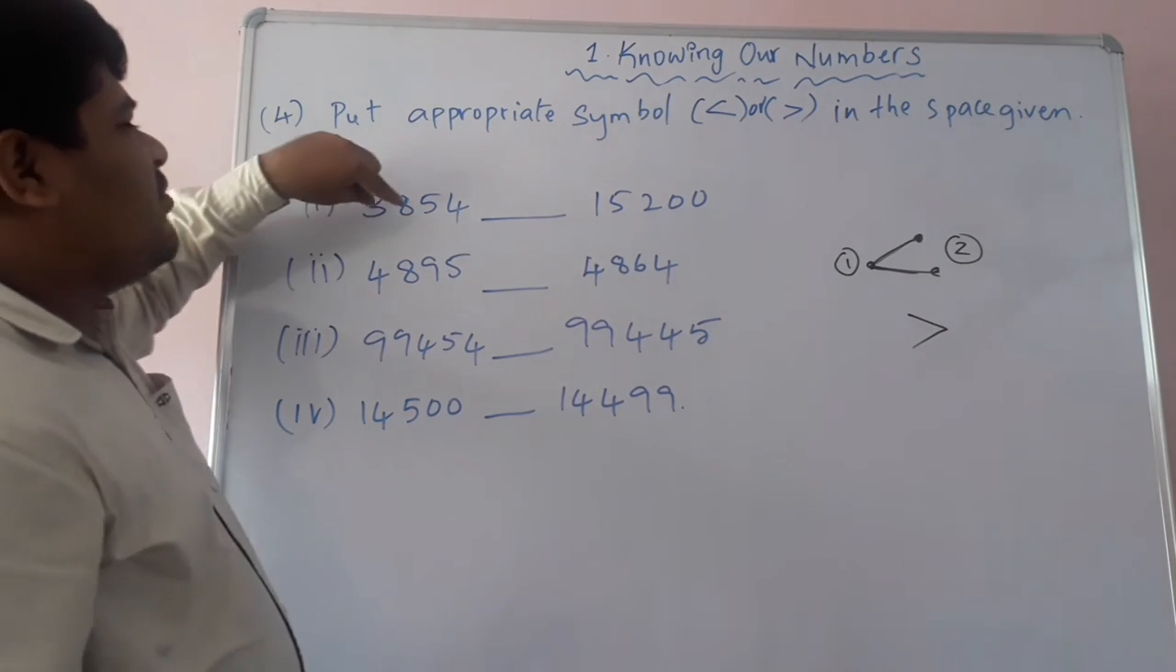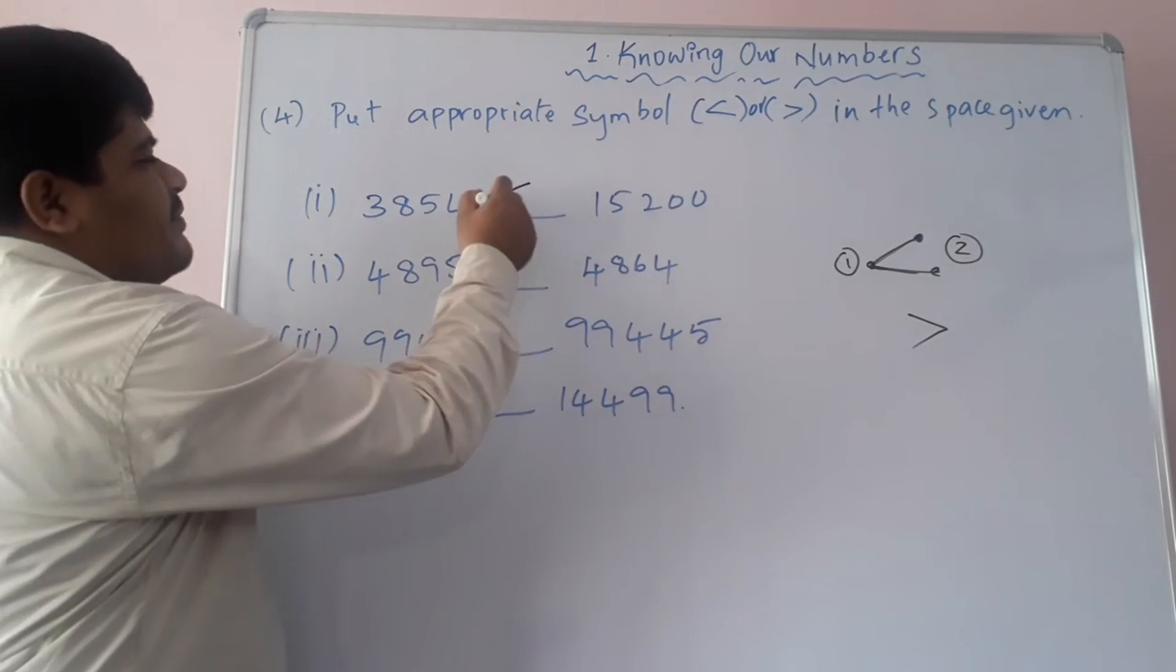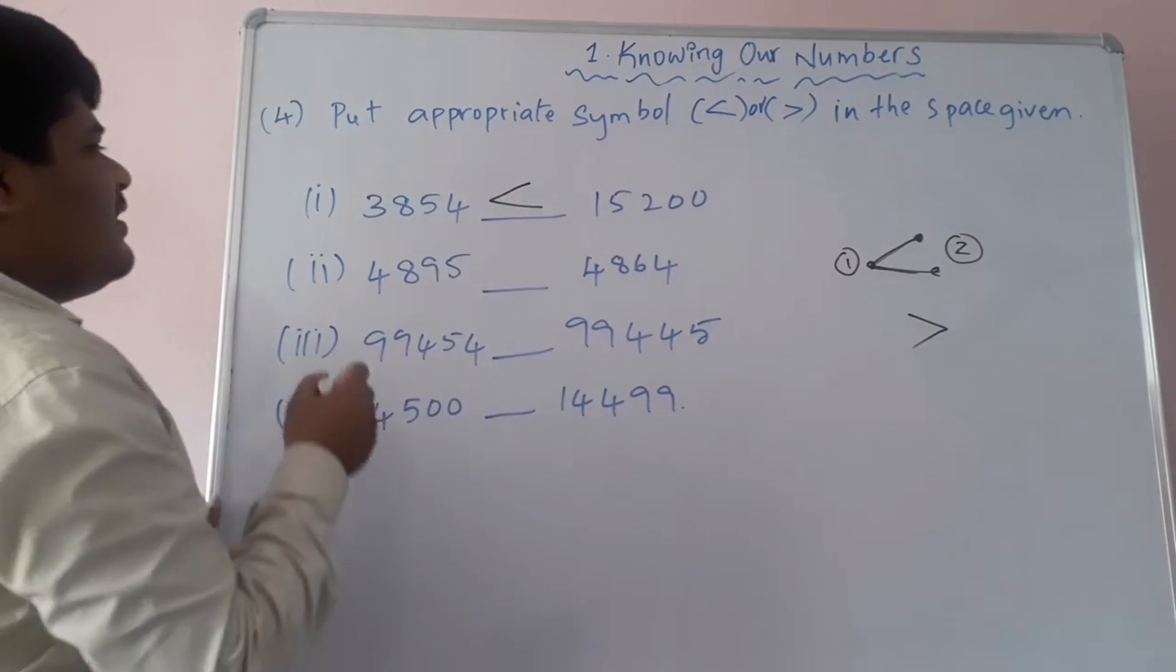So how to put? It should have one endpoint and this big number should have 2 endpoints. So we can use this symbol, children. Less than. Now let's see the second sum.